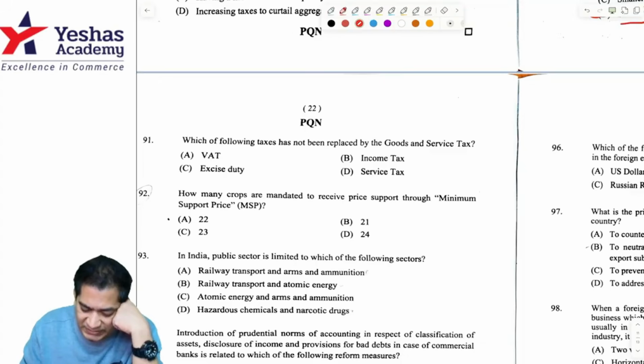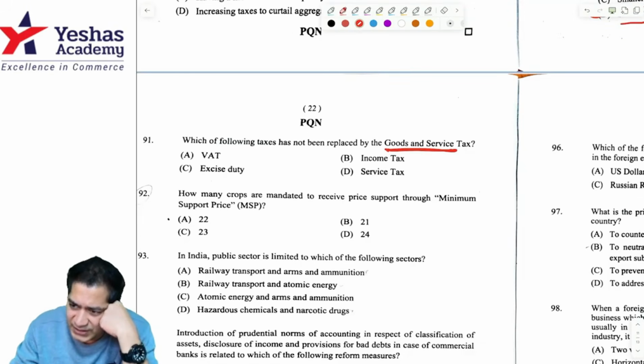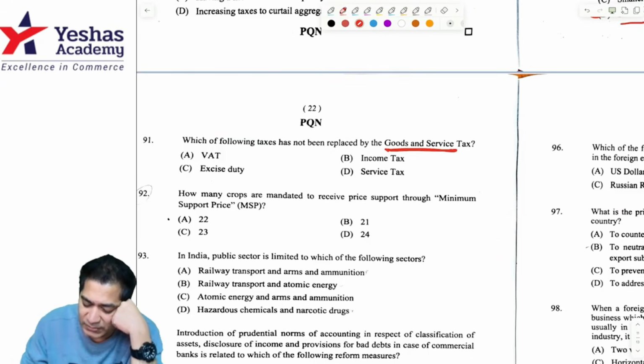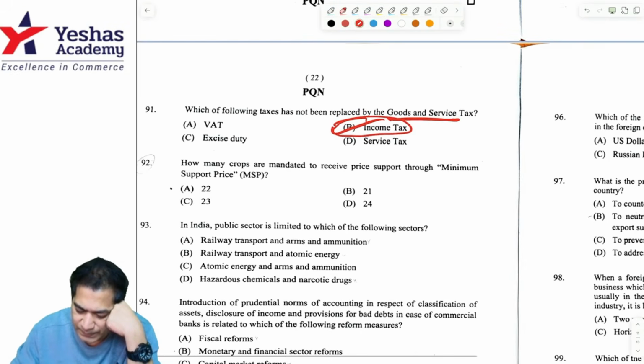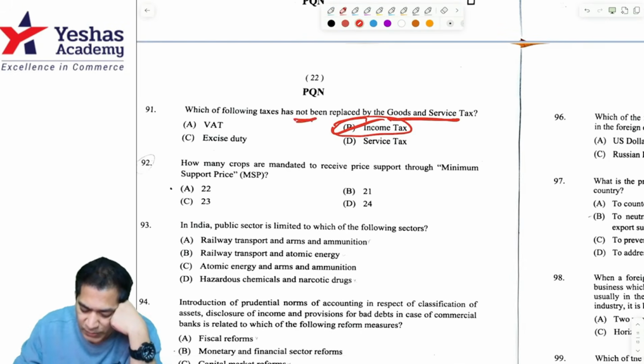Which of the following taxes has not been replaced by goods and services tax? Goods and services tax is an indirect tax. It has subsumed most of the indirect taxes. We know that income tax is not an indirect tax, it's a direct tax. So B is the answer. They've asked you "not". How many crops are mandated to receive price support through minimum support price? Again, direct question. The answer is 22 here.